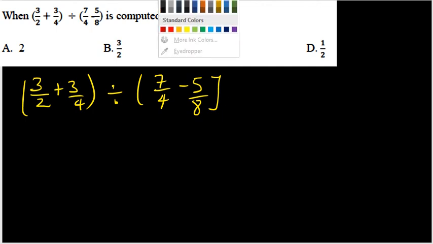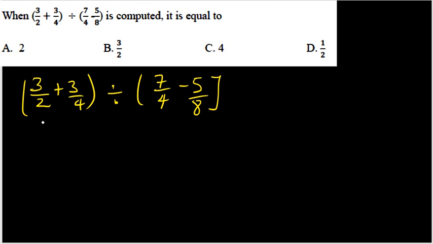When this one is computed, that is 3 over 2 plus 3 over 4, divided by 7 over 4 minus 5 over 8. So what you can do, first let us compute the bracket part first. The first bracket, it's plus. To add them, the denominator must be the same, but we can multiply this one by 2 and by 2 to make the denominator the same.